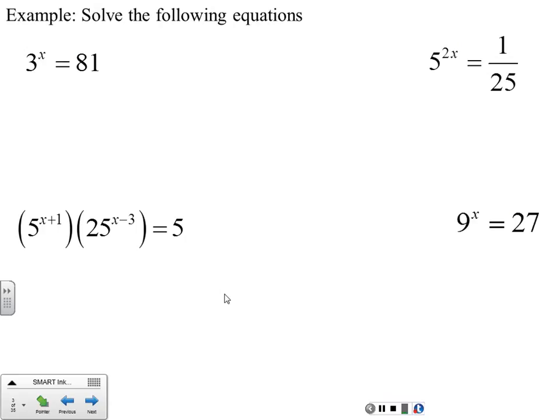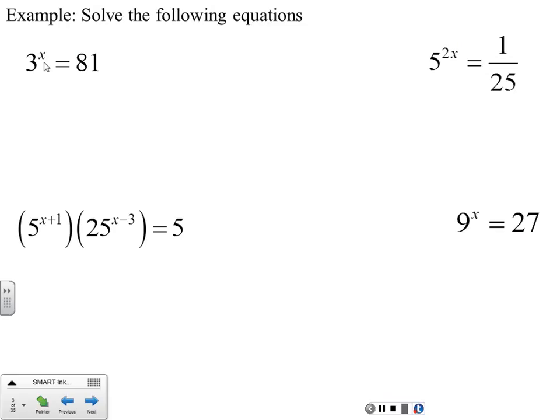If you notice, on the left-hand side, we have 3 to the x power equals 81. Most of you know that off the top of your head. 3 to the what power is equal to 81? 4. 3 to the 4th power is 81. Check the math, make sure. 3 to the 4th power is going to be 81. So we already know what x is equal to, right?